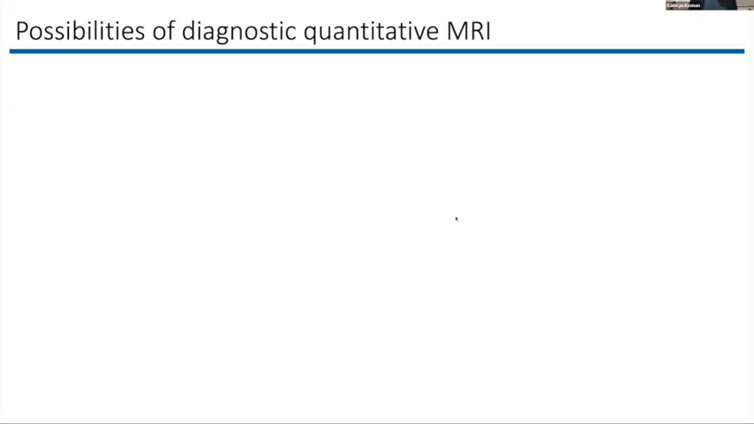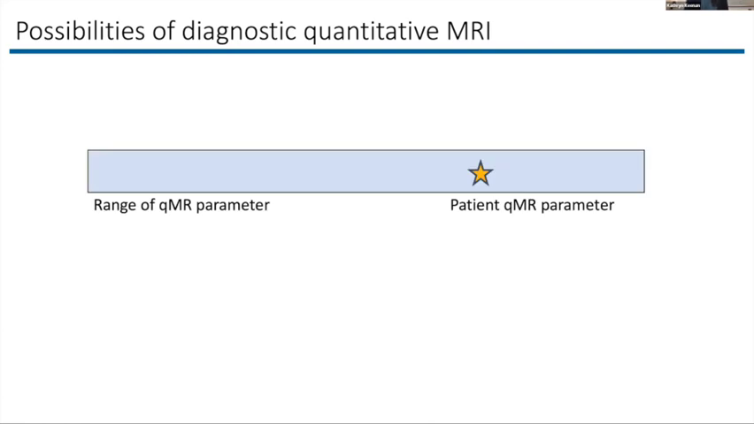So what gets me excited about this work is the possibilities of diagnostic quantitative MR. I like to think about a time in the future that we are getting closer to, where quantitative MR is going to be more perhaps like a blood test. So you would have the range of the quantitative MR parameter, and you would know where the patient's result falls. You know, we have these maps with T1, say, we know what the value is.